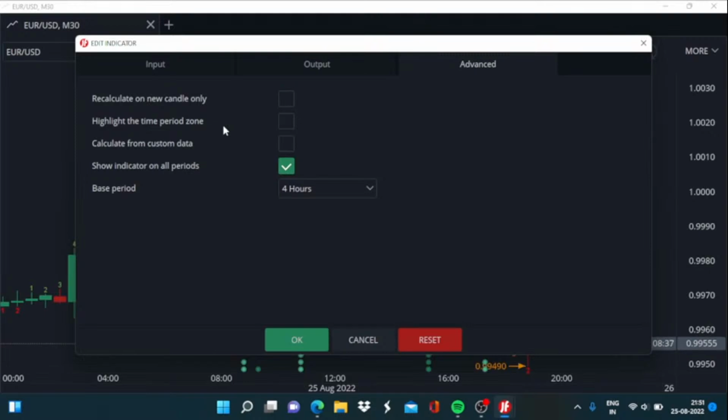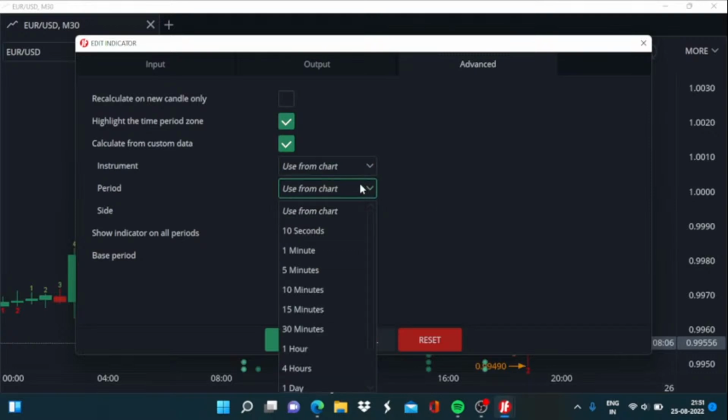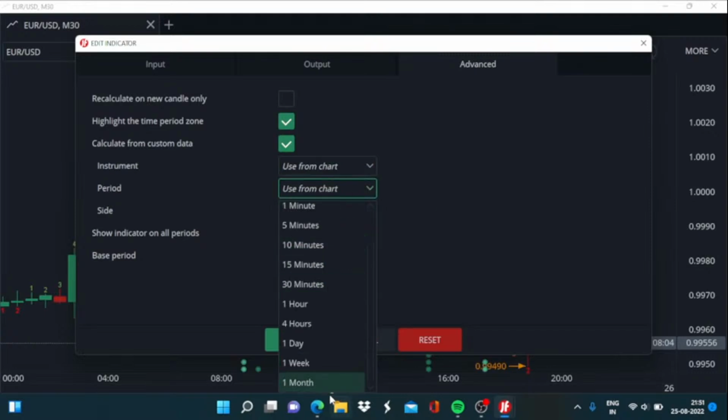The output of the TD combo indicator can be different at different point in time as long as that bar is open, that candlestick chart bar is open. Highlight the time period zone. You can highlight the time period zone, calculate from the custom data. You can use the instrument from the chart, or you can simply define it as per your instrument of choice, Euro USD or any other instrument. The candle period can be anything starting from 10 seconds all the way to monthly.